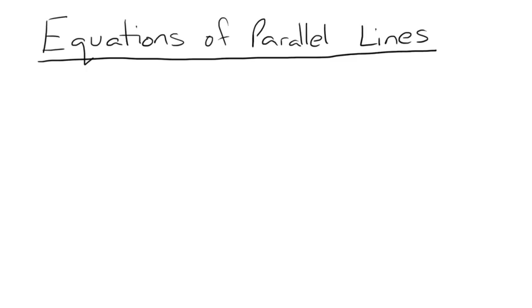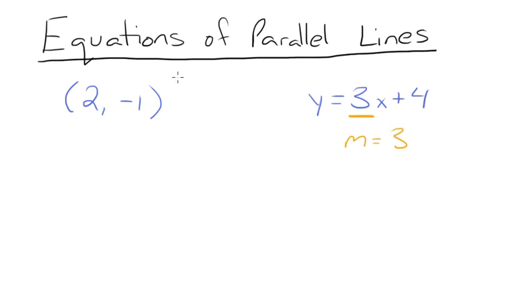Find the equation of a line that passes through the point (2, -1) and is parallel to the line y equals 3x plus 4. Remember, parallel lines have the same slope, so we need to start by finding the slope of the line we are given. The line we're given is in slope-intercept form, y equals mx plus b, where m is the slope of the line. So the slope of this line is 3. M equals 3.